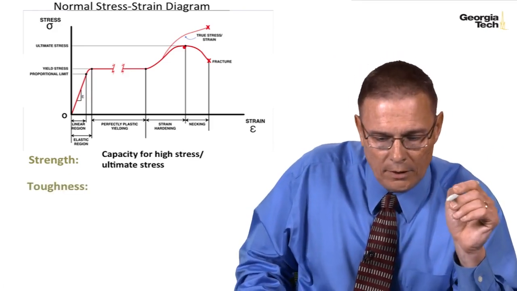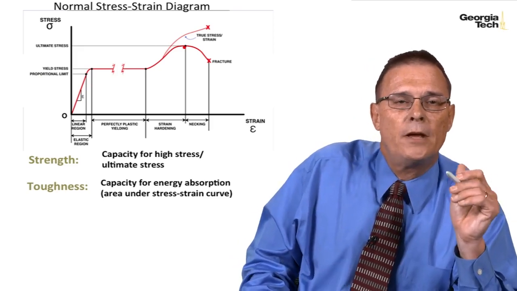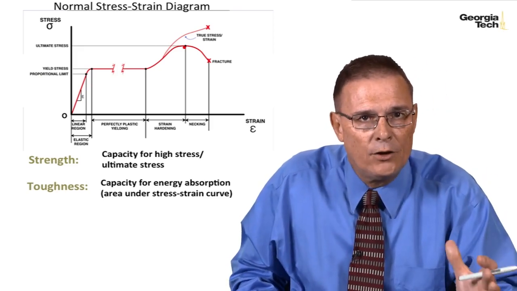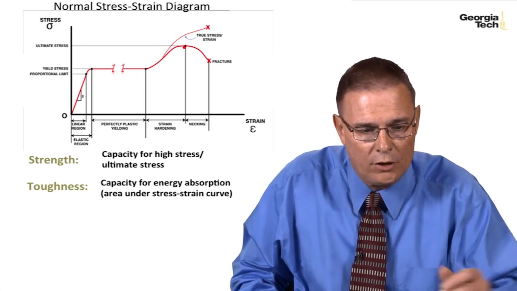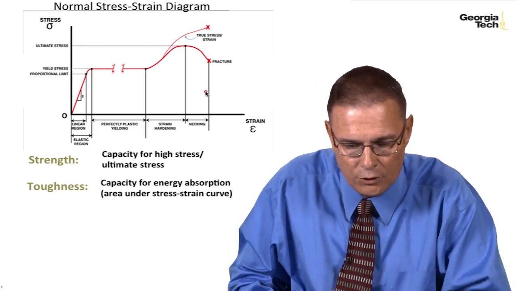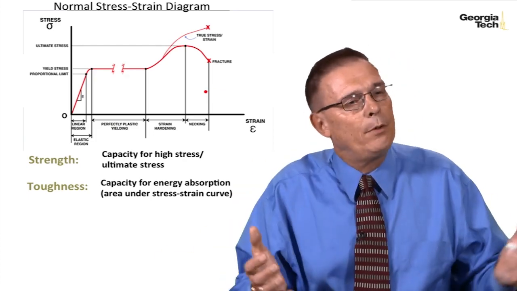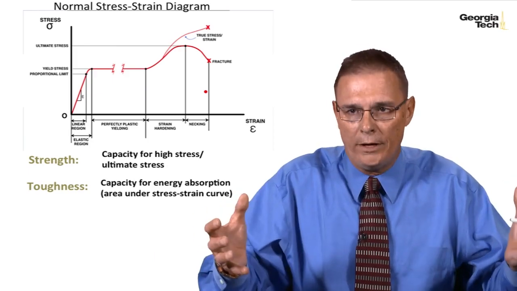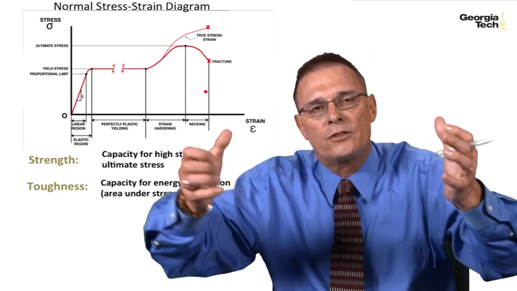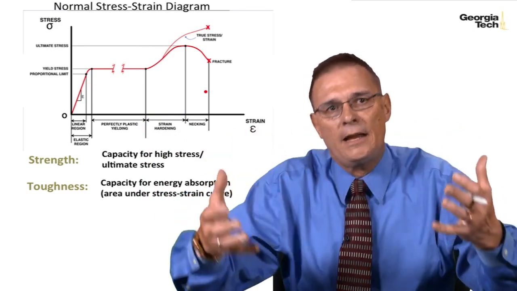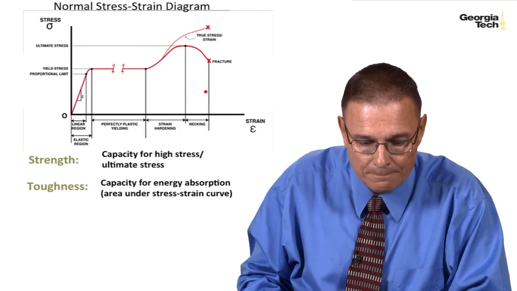Next, we talk about toughness, which is the capacity for energy absorption. It can be shown that the energy absorption is the area under the stress-strain curve. So the more area we have under the stress-strain curve, the more energy can be absorbed. An example of this might be a guardrail, where you want it to deflect a lot, take a lot of stress, and take out the energy, or maybe a barrier at a toll booth.